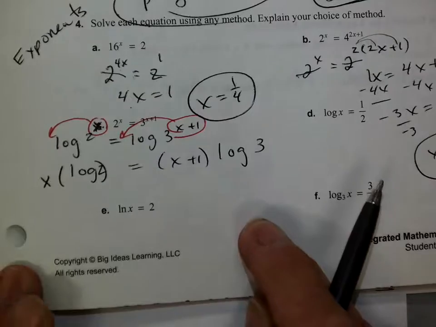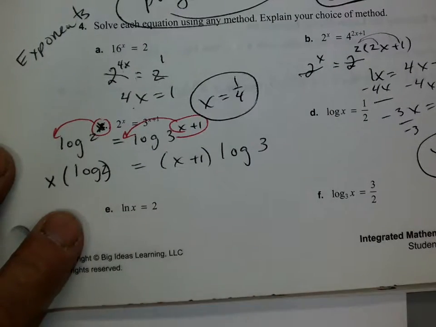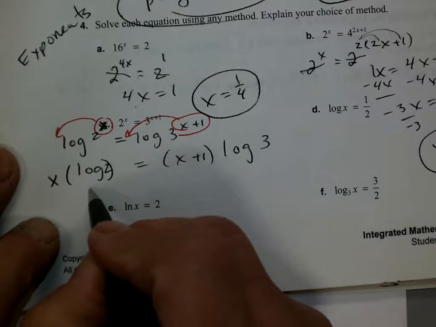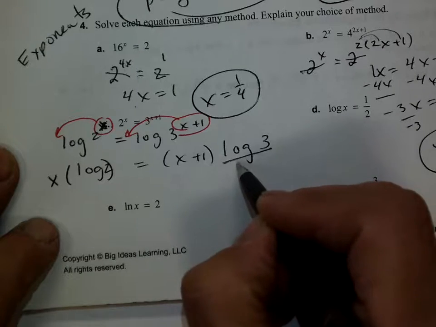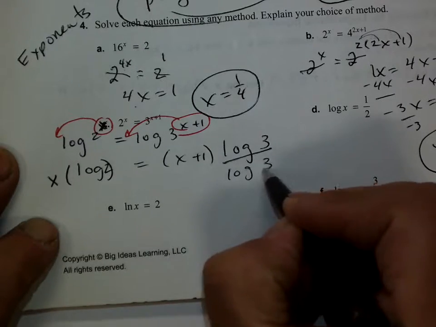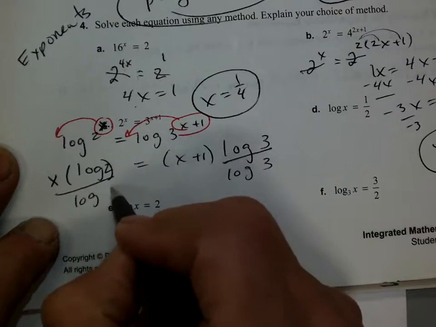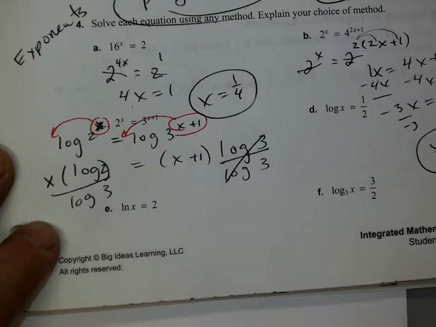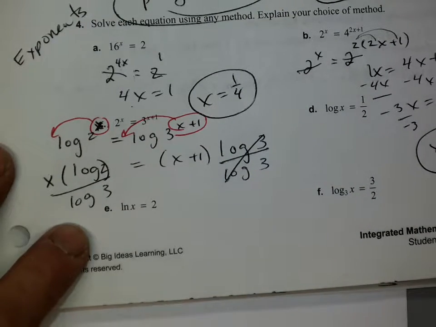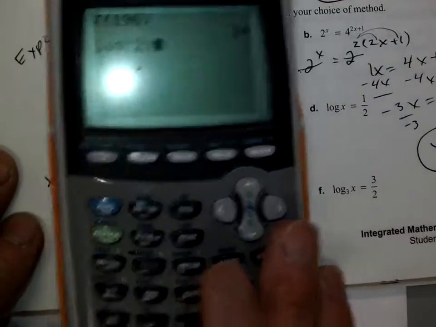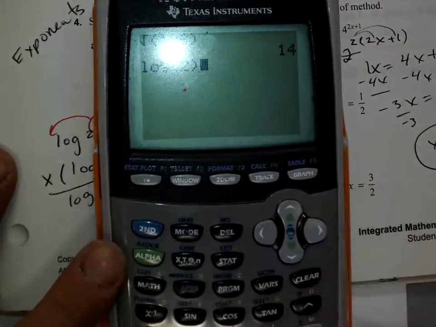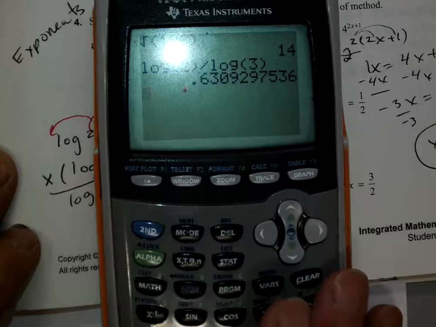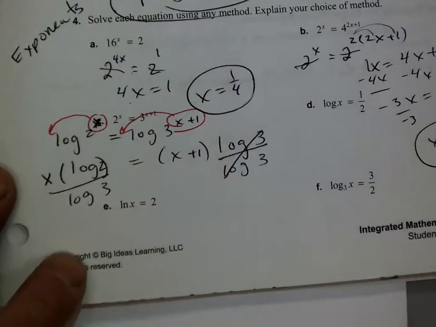Okay, I want regular calculator log. Now if I want to solve for x, I'll first divide by log 3. To solve, let's divide by log 3, divide by log 3, and I'm going to use my calculator. That cancels. What is log 2 divided by log 3? Log 2 divided by log 3, and I get a decimal, about 0.63. 0.63 is good enough for me.